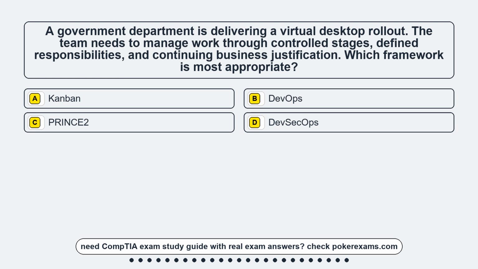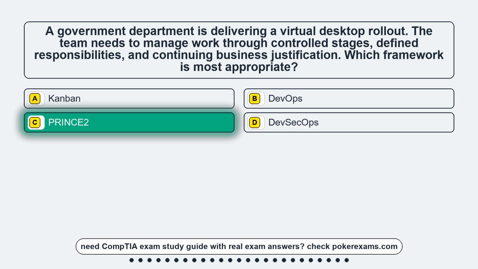Question 20. A government department is delivering a virtual desktop rollout. The team needs to manage work through controlled stages, defined responsibilities, and continuing business justification. Which framework is most appropriate? Option A, Kanban. Option B, DevOps. Option C, PRINCE2. Option D, DevSecOps. The correct answer is option C, PRINCE2.